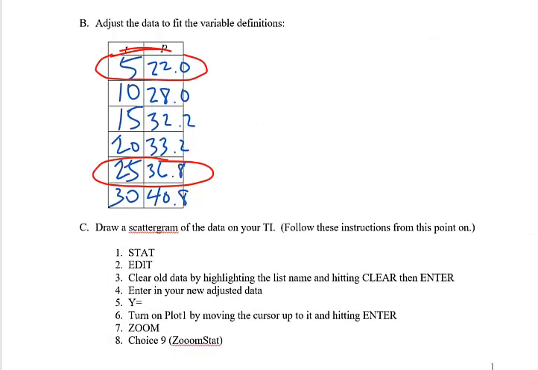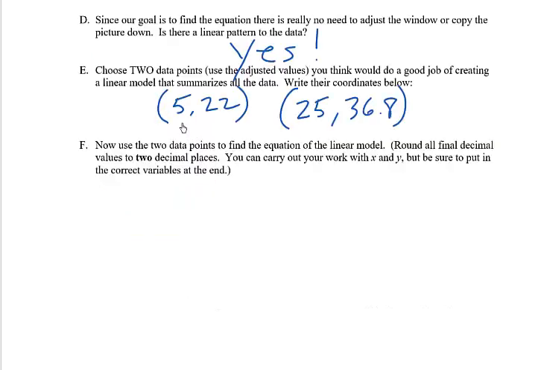So back to the handout, we said we wanted to choose the 1st point and the 5th point to create our linear model. All right, so that gives me the 2 points (5, 22) and (25, 36.8). Just like in the last problem, now that I have my 2 data points, I can go ahead and crank out the algebra in order to find the equation of the model. That means I'll have to begin by thinking about the slope.